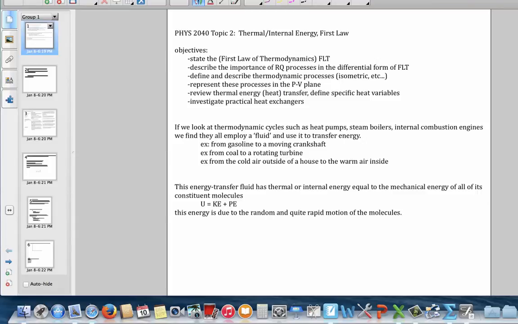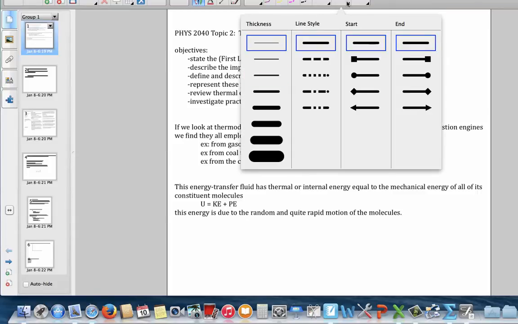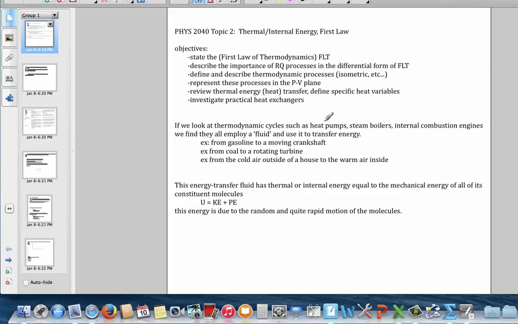Okay, our next topic in thermal physics is the first law. And the first law relates to internal energy. Now, this is also known as thermal energy. And what that energy is, it's the energy of molecular motion. And it's the total kinetic and potential energy of that motion. Now, the symbol that we're going to use for internal energy is a U.